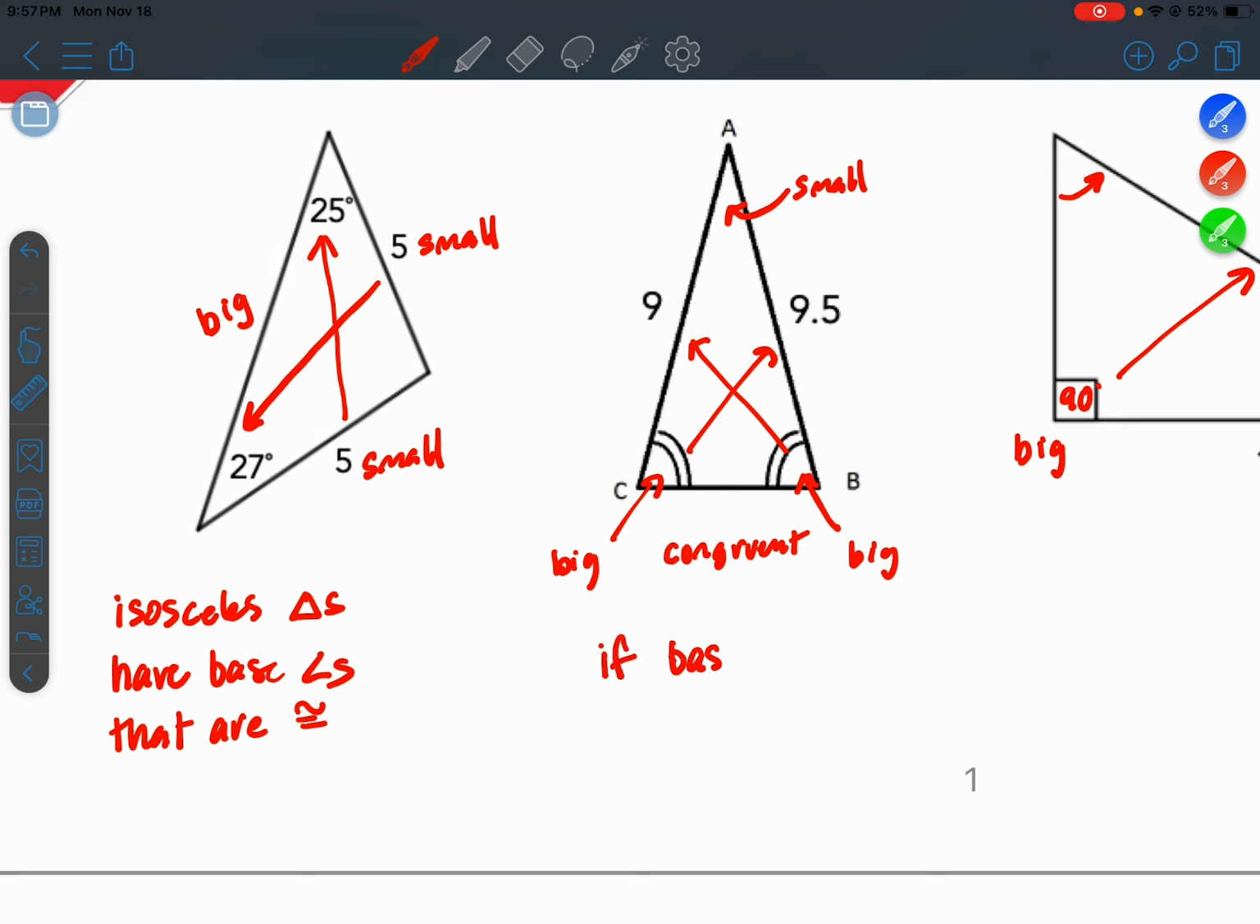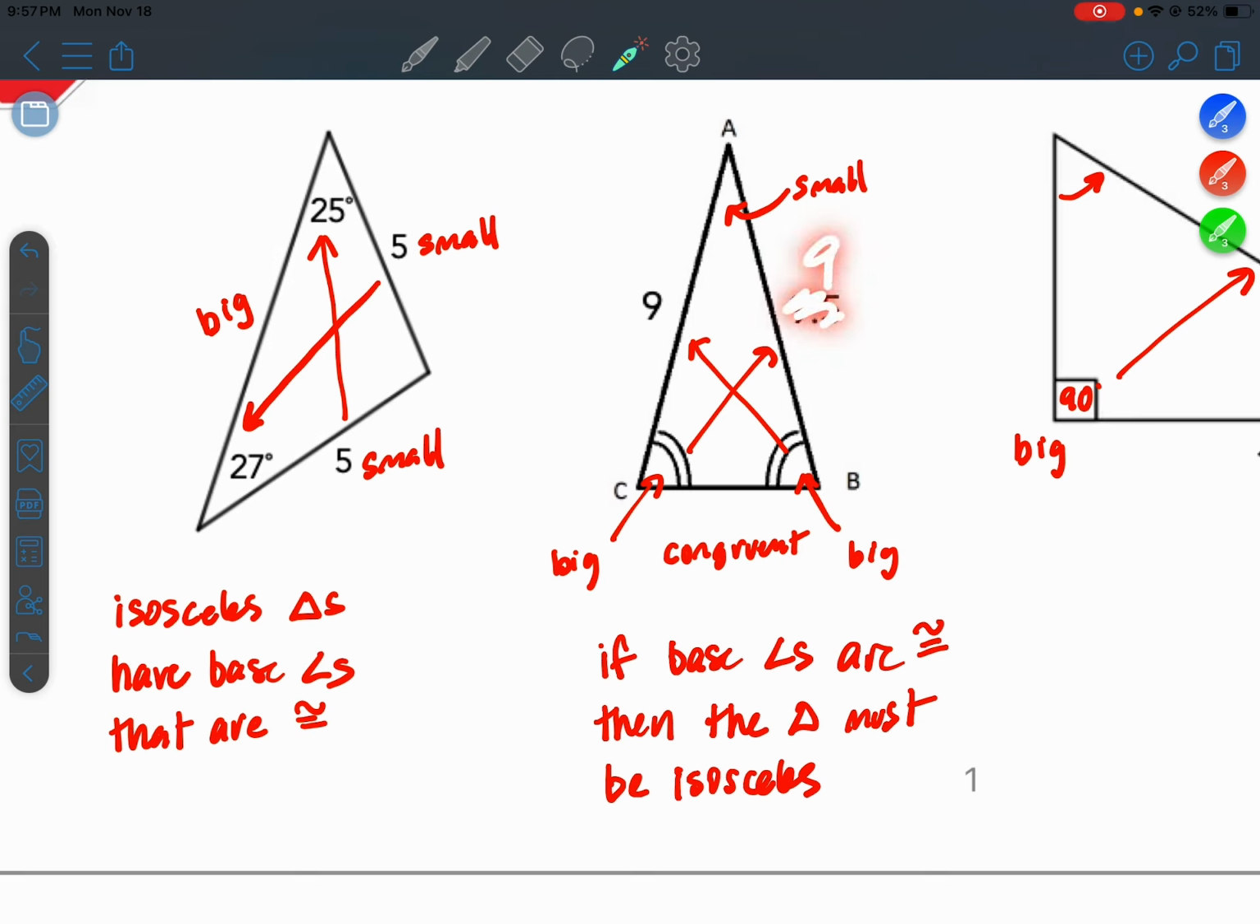So if base angles are congruent, then the triangle must be isosceles. So these should either both be 9 or they should both be 9.5. And over here, if these are both 5, then the angles should either both be 27 or they should both be 25. They can't be different measurements.